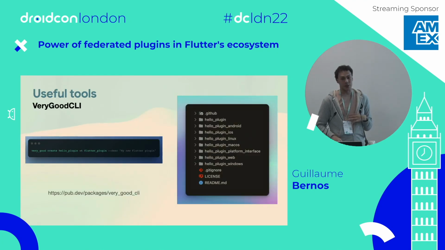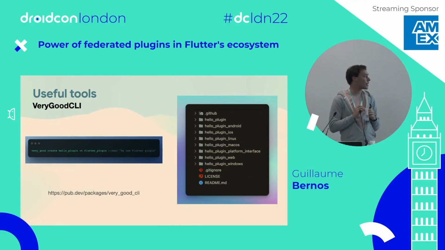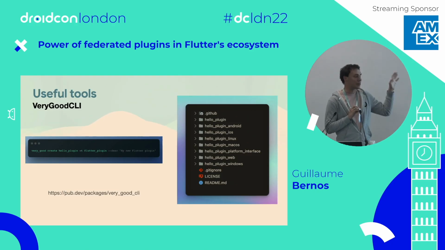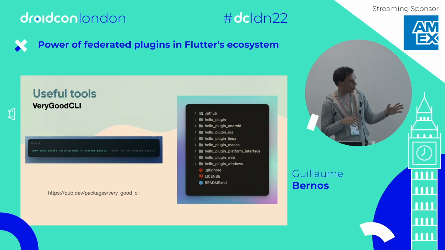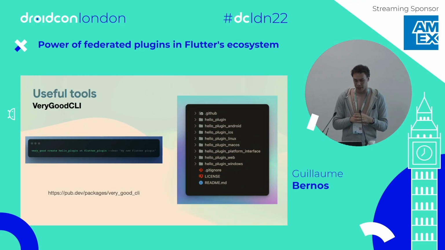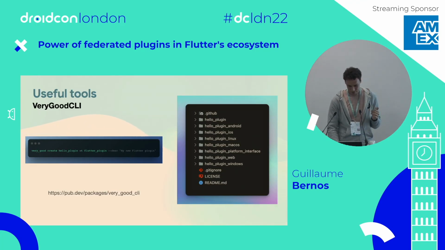And then you have a lot of useful tools that can help you move really quickly. One that is really nice is a very good Very Good Ventures CLI. With just one single line, you can have all the placeholder plugins created for all the packages, which can help you win a lot of time. So I will definitely consider using that if you're creating a new plugin.